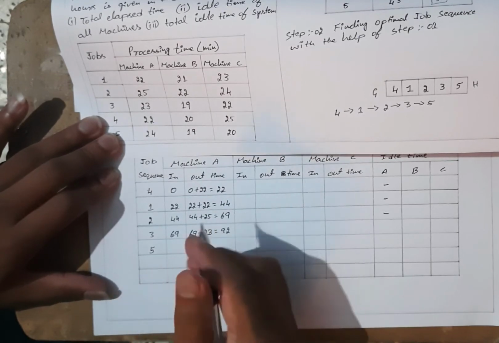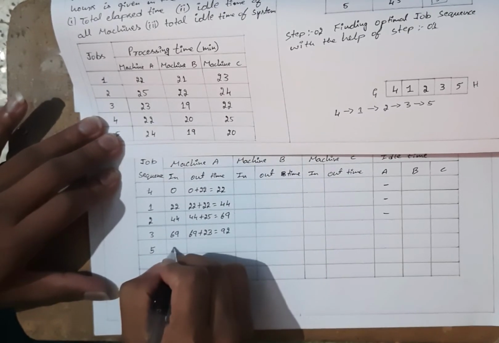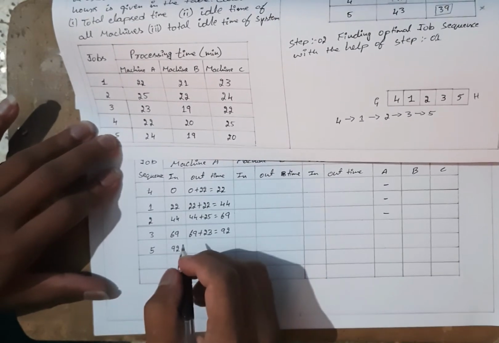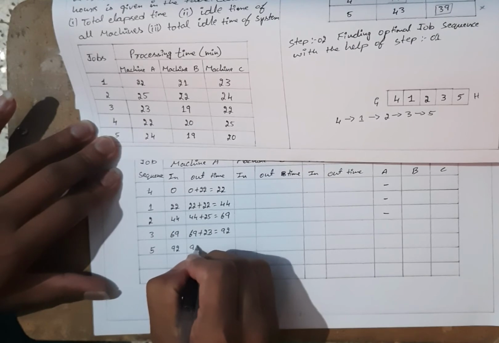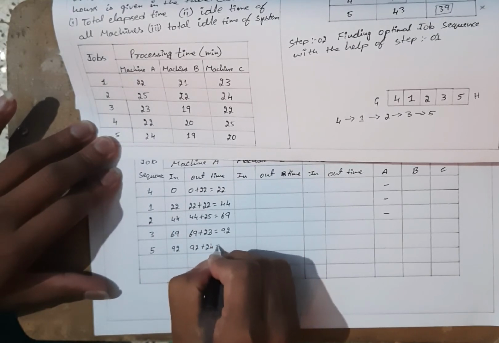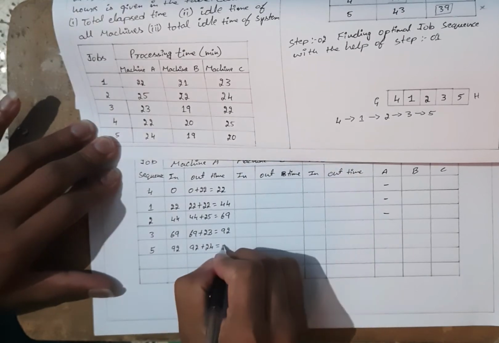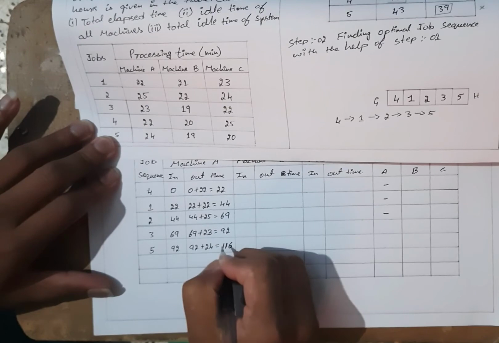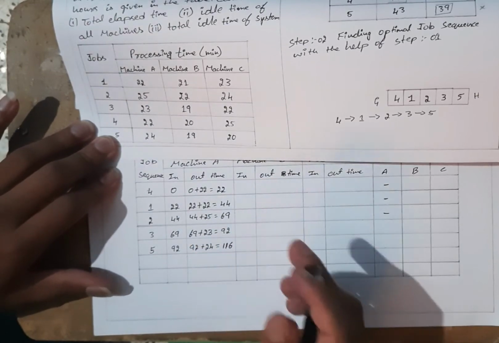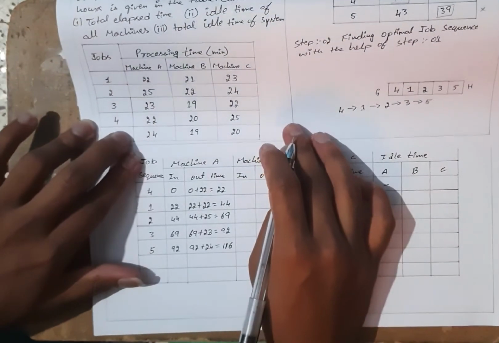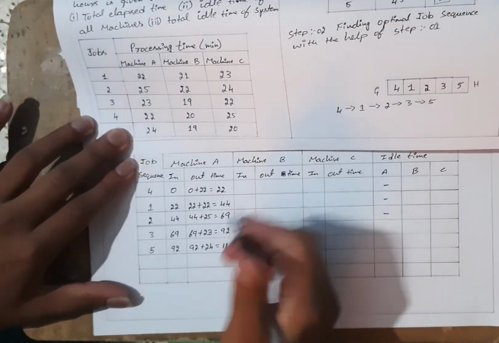Job number 5, same 92 will be the in time for machine A, job number 5. 92 plus 24 is equal to 116. Total time of machine A has completed at 116. All jobs have completed. Okay, next machine B.